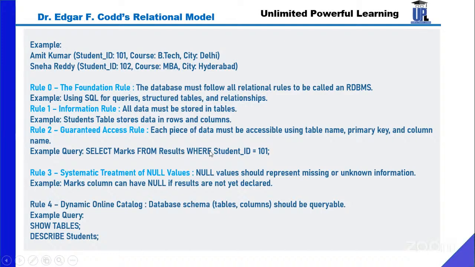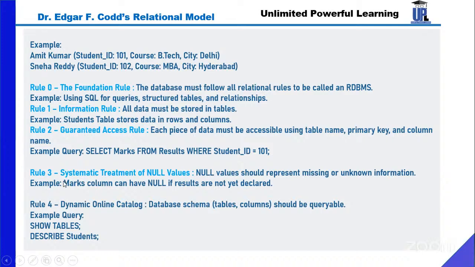That means each piece of information can be accessed through the reference of table name, primary key and column name. What is a primary key? Don't worry, it is unique and not null. We will discuss it later. But at this moment, this is another rule, the guaranteed access rule.